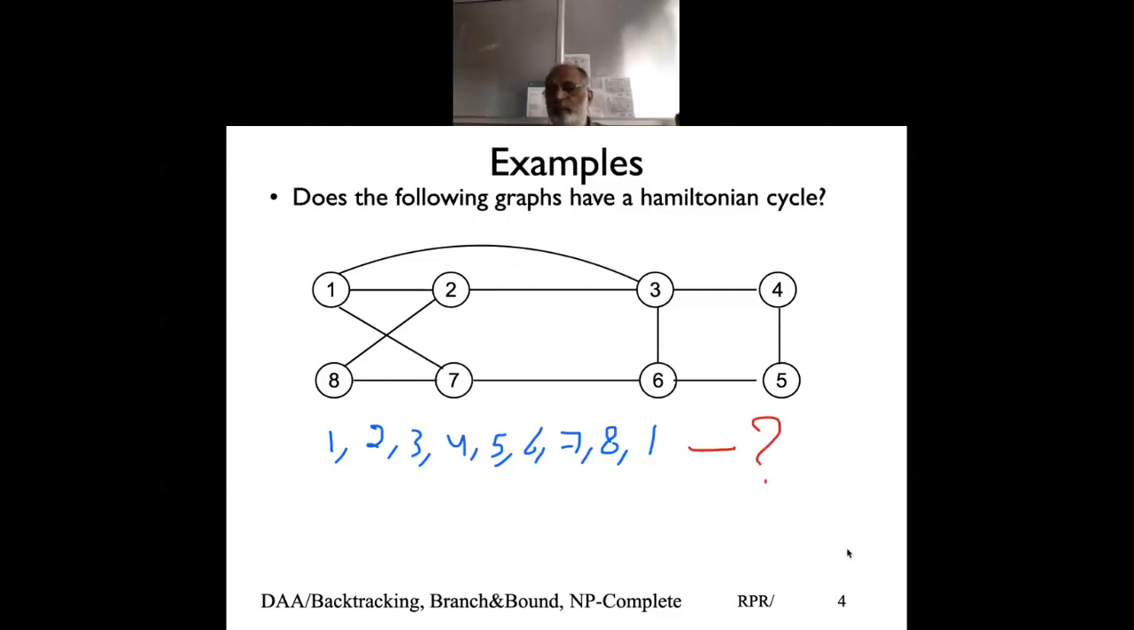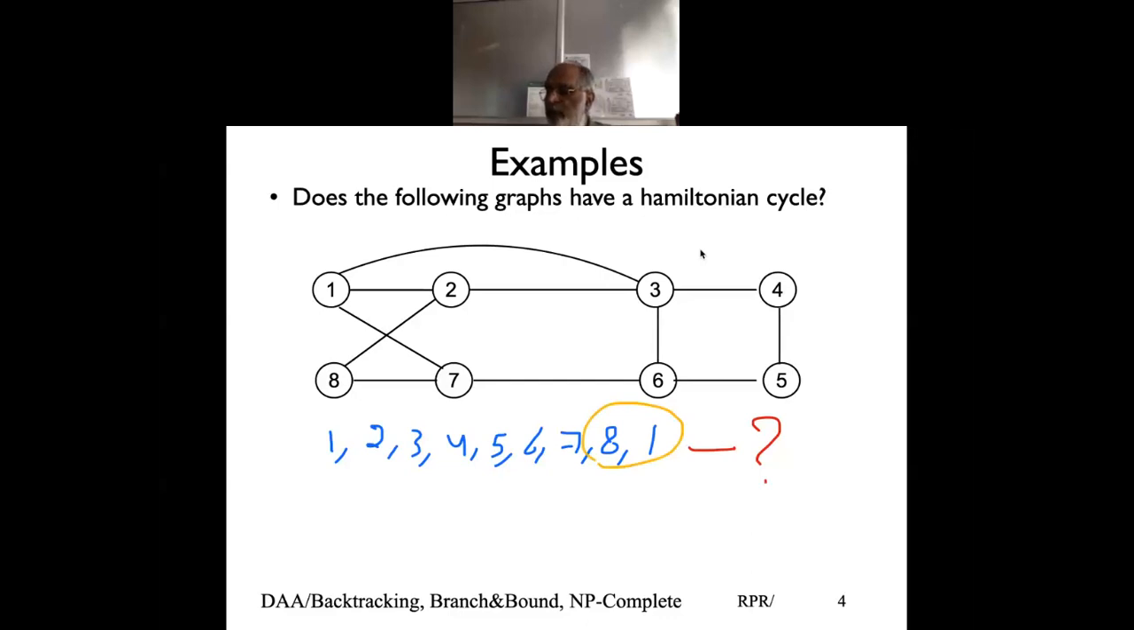No, sir. Why is it not? Tell me why it is not. From 8 to 1, there is no edge, sir. Yes, from 8 to 1 there is no access, and that's the reason this is not a Hamiltonian cycle.